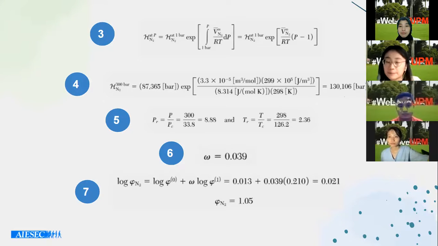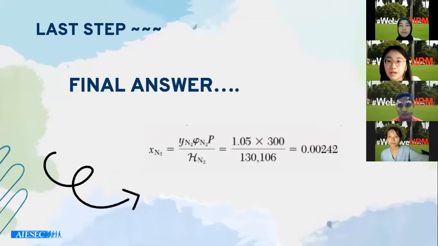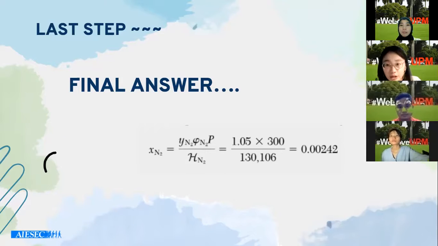Next slide. For the final step, we plug in the values from the previous two equations, and we get these equations. Then we substitute x of N2 equals y times the fugacity coefficient times P, divided by H. Then we substitute the values we got just now, and the answer becomes 0.00242. All right, that's all from me.